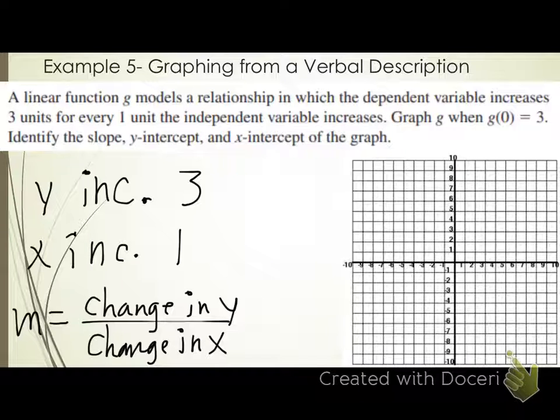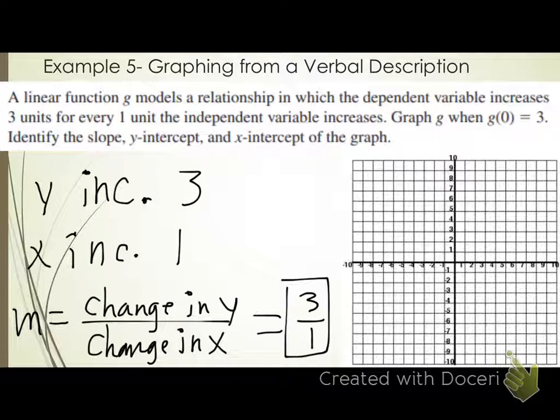That was one way I wrote slope the other day on our notes, right? So what's my change in y here? Positive 3. What's my change in x? Positive 1. There's my slope. I've already identified my slope. So everyone see how that's my slope? It's my change in y over my change in x. Okay?